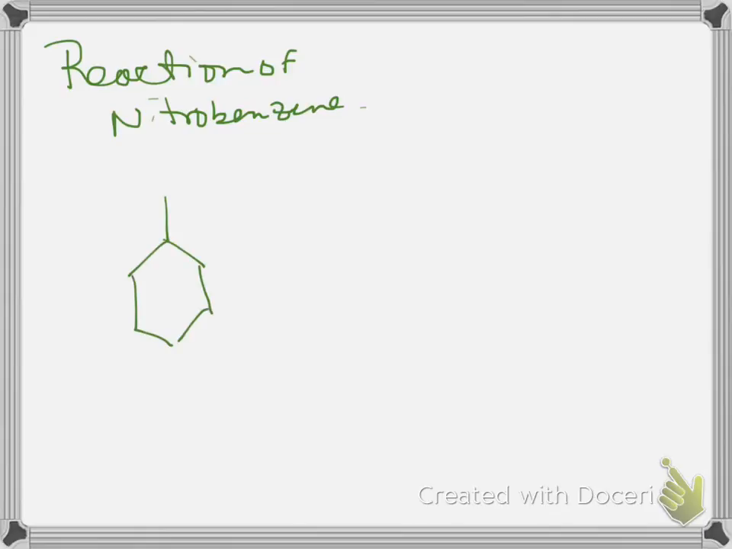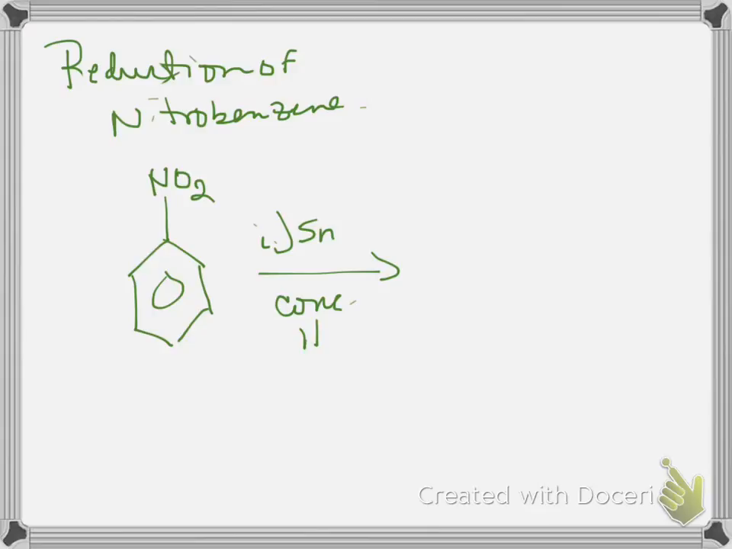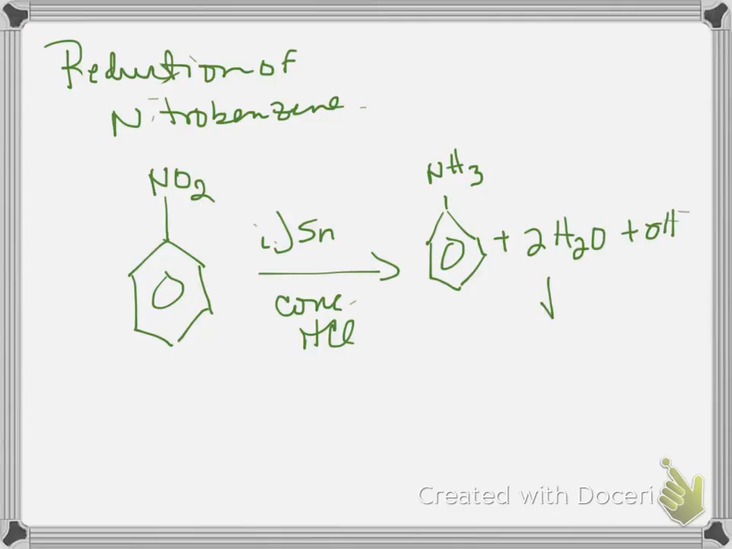And then the last thing is going to be the reduction of nitrobenzene. Okay, and this is going to be using tin and concentrated hydrochloric acid. It first goes to make NH3+ on a benzene plus 2 waters and a hydroxide, and then this will further react to form NH2 and water.